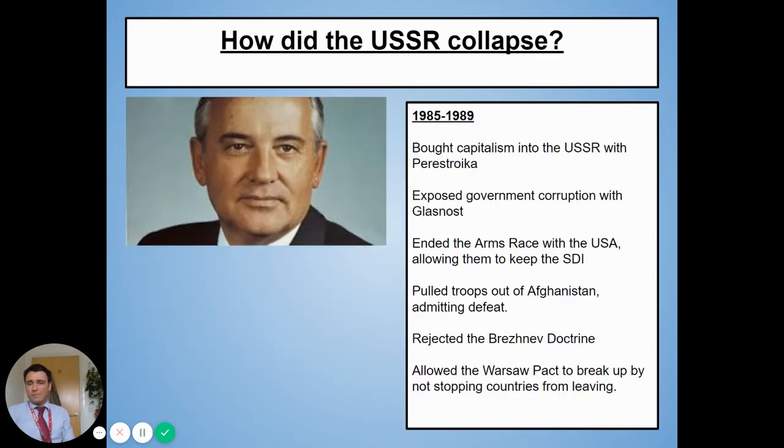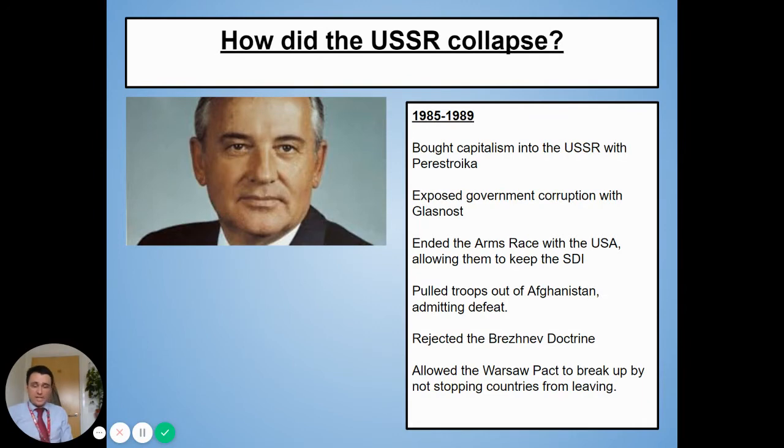So, a quick recap on what we've learnt about Gorbachev in his relatively short time in charge of the Soviet Union. He'd brought capitalism into the USSR with perestroika to improve the economy. He'd exposed the government corruption with policies like glasnost so that the Soviet Union was far more open. He'd ended the arms race with the USA, and he'd even let them keep the Strategic Defense Initiative in the process, that building a shield using satellites in space to protect the USA against any nuclear attacks. He'd pulled the Soviet troops out of Afghanistan after 10 years, admitting defeat to the Afghans.